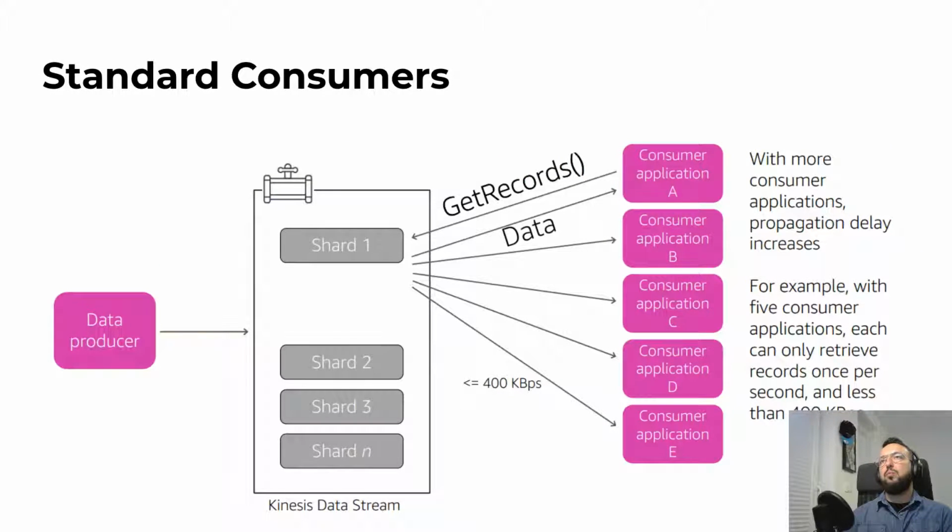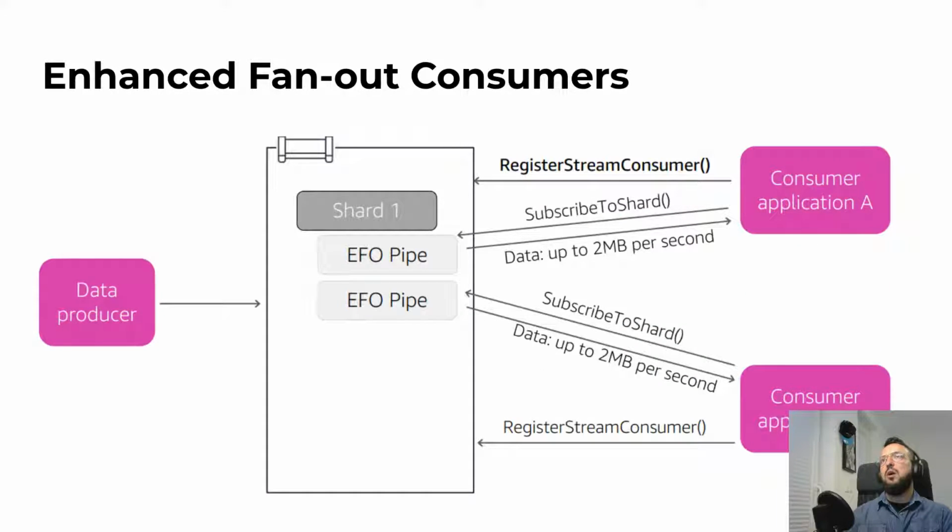If you look at a previous slide, you will see that the get records API calls are basically polling calls. So you need to invoke get records and poll with a proper delay in order to not exceed the throttling and limitations. When it comes to the fanout consumers, we are leveraging a push. So thanks to the subscription to a given shard and a dedicated pipe, we have the ability to receive data with the lowest possible latency, and also we have a dedicated line of 2 megabytes per second for a single consumer.